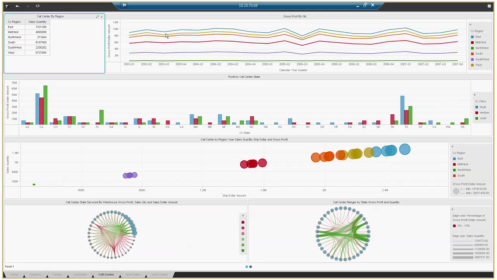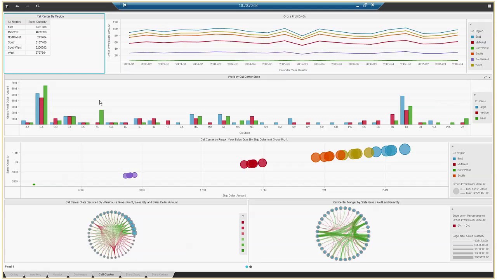On the right-hand side here, we're looking at gross profit by quarter. And we can see there that in 2005 quarter 3, we took a big hit. We know that we had some issues going on there with quality, so our sales really went down. But we've since recovered, which is good.